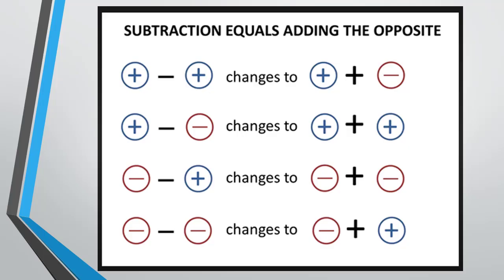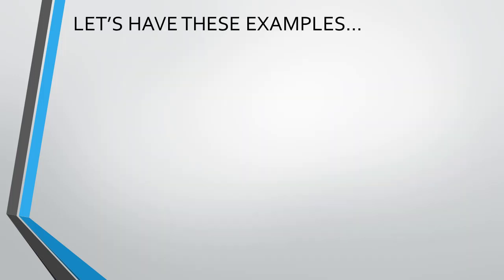The first way of subtracting integers is by the use of the rule adding the opposite. This means that you are going to add, take note, add the minuend to the opposite of the subtrahend. So, if your subtrahend is negative, make it positive, and vice versa. It is also important to keep in mind what you have learned in adding integers. Let's have these examples.